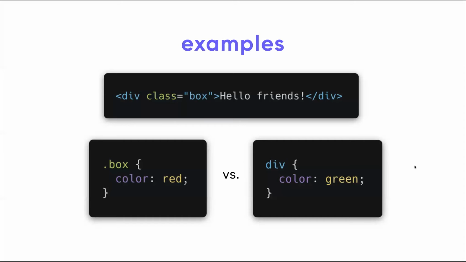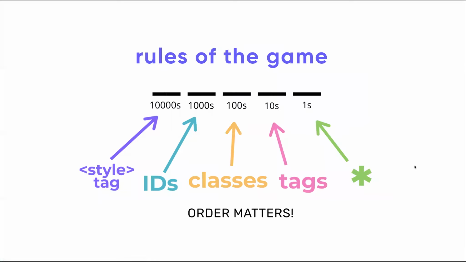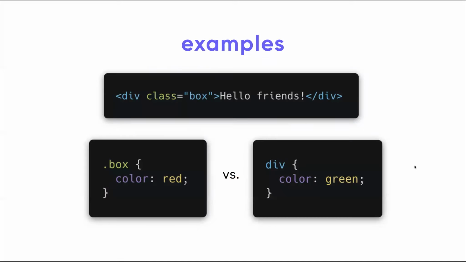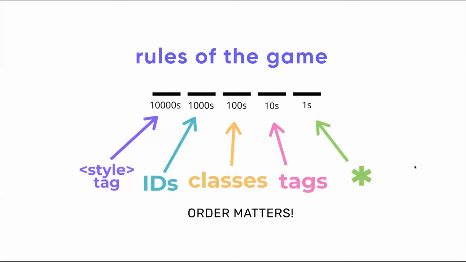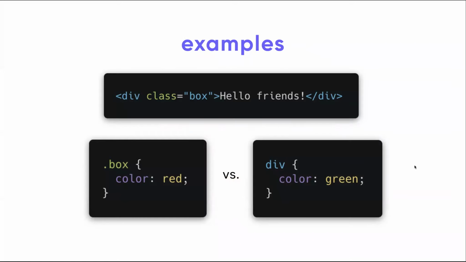Going back to our picture here, on the left-hand side, we have a class selector, so we can represent it with the number 100, because it's just being styled by one class. And then on the right-hand side, we have a div, which is a tag selector, so we can give it a number of 10. So in this situation, we're essentially just comparing 100 and 10. Which one wins? The class selector wins.